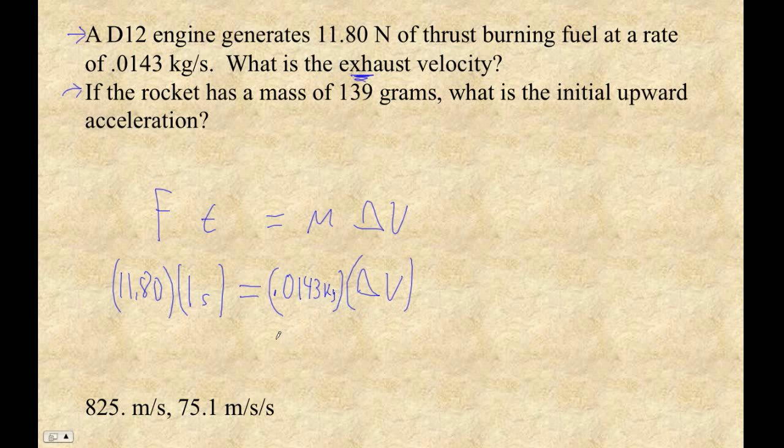Okay, so this is simple enough, right? I'm going to go 11.80 divided by 0.0143, and I get 825. Delta V is 825 meters per second. Okay.